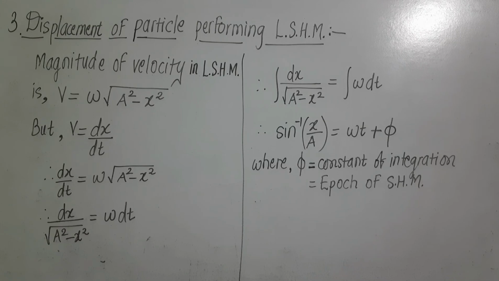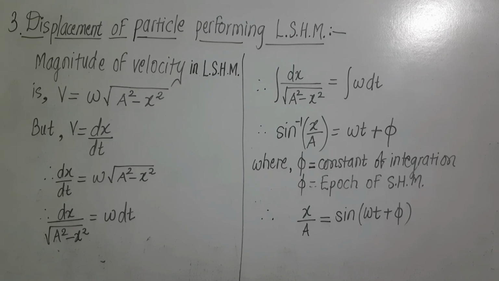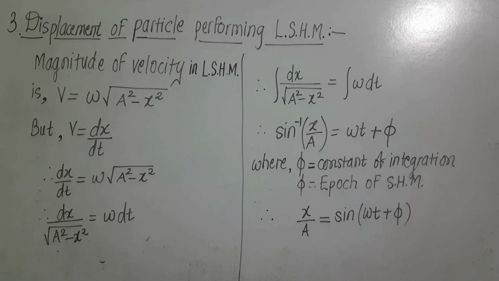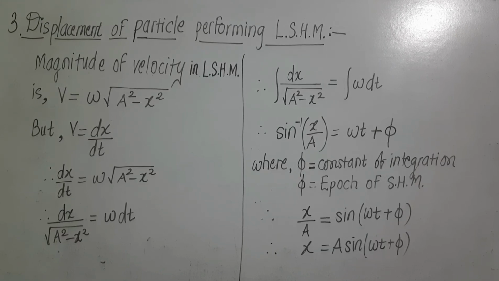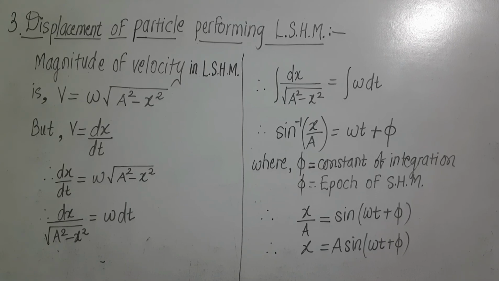Now simplifying this equation by taking sine on both sides, x upon a is equal to sine of omega t plus phi. Now shift a to the other side, therefore x is equal to a sine omega t plus phi, and this is the expression for the displacement of a particle performing linear SHM.